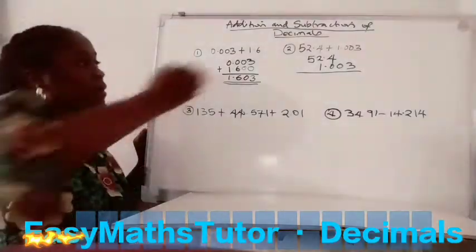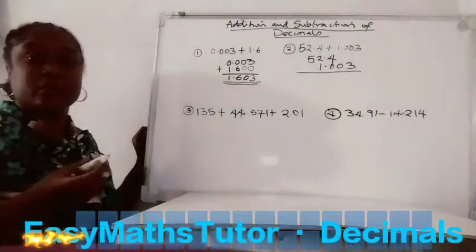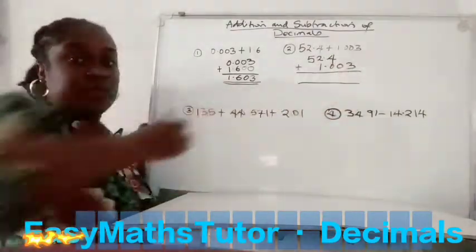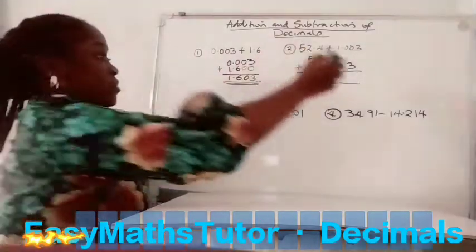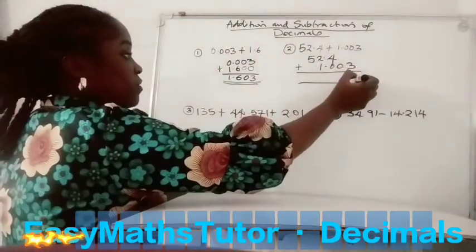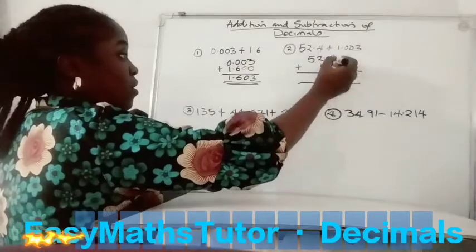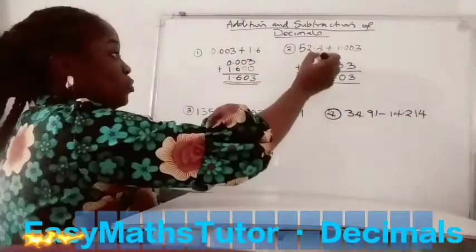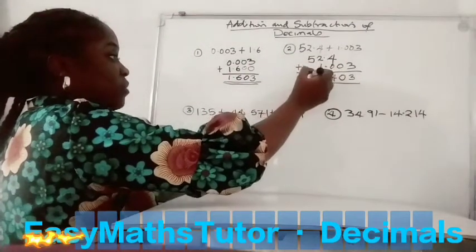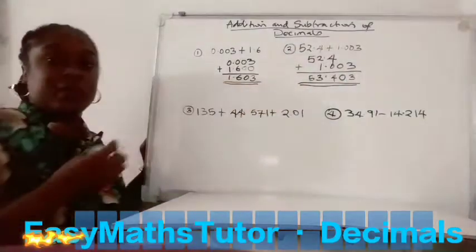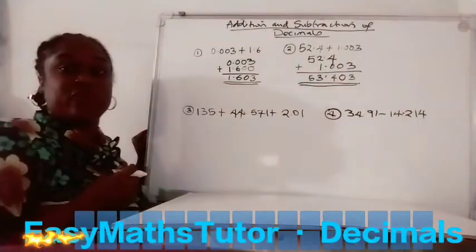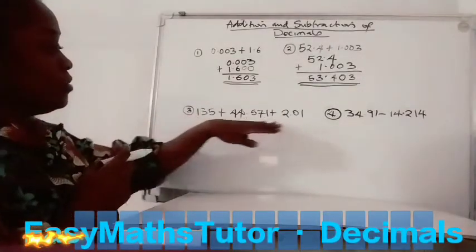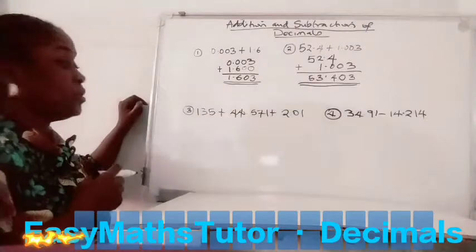Take a good look at this. The decimal points align together. So we're going to add this up, starting from the smallest part of the terms. So we have 0 plus 3 gives us 3. 0 plus 0 gives us 0. 4 plus 0 gives us 4. Then we have our decimal points. 2 plus 1 gives us 3. 5 plus 0 gives us 5. And our answer is 53.403.